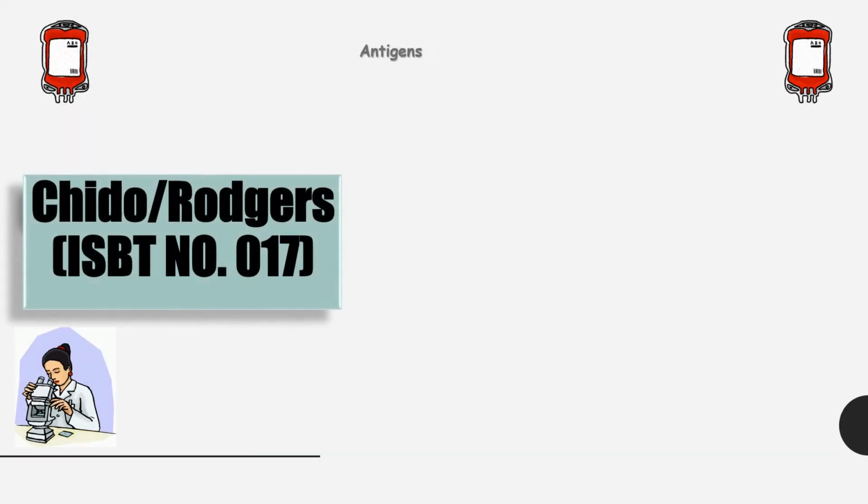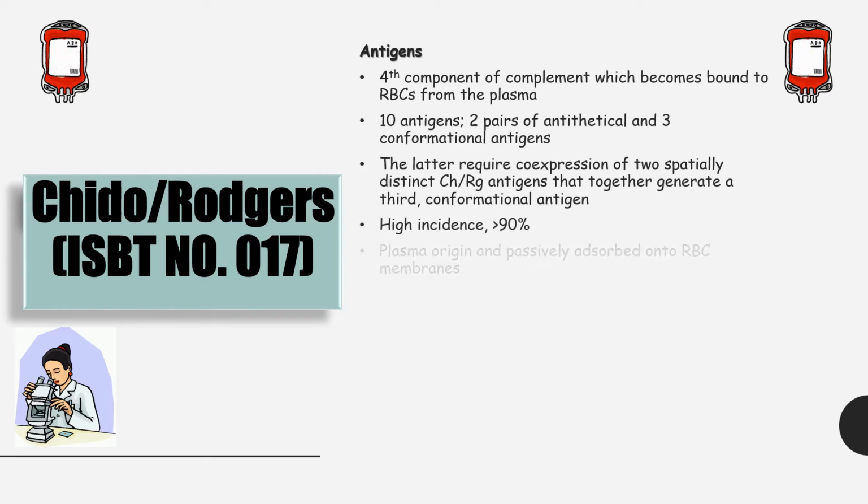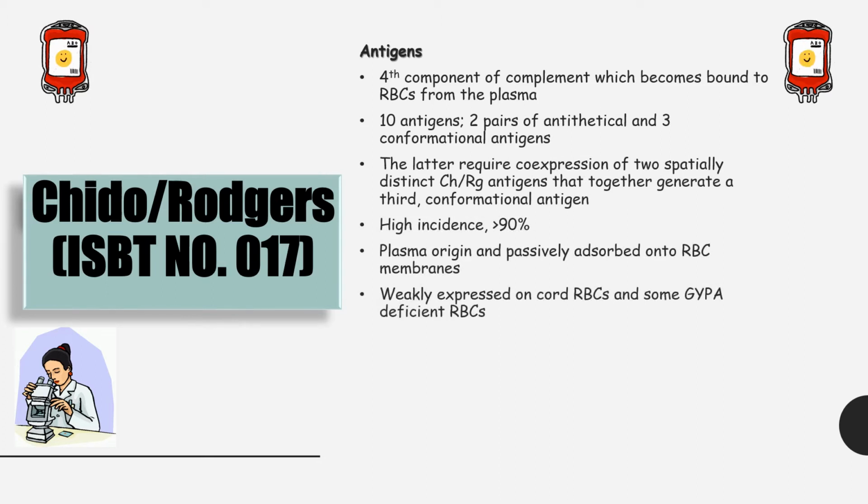The first blood group to be discussed is Chido-Rogers, ISBT number 17. Chido and Rogers antigens are located on the fourth component of complement, also known as C4, which becomes bound to RBCs from the plasma. The Chido-Rogers blood group system contains 10 antigens, including 2 pairs of antithetical antigens and 3 conformational antigens. The latter require co-expression of 2 spatially distinct Chido-Rogers antigens that together generate a third conformational antigen.